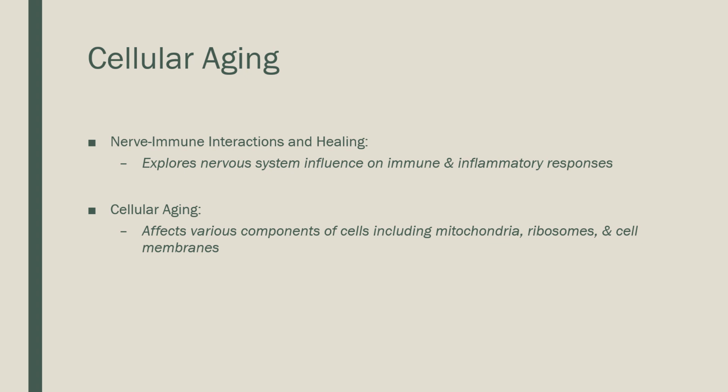Psychoneuroimmunology explores nervous system influence on immune and inflammatory responses. Cells like mast cells, T cells, neutrophils, and monocytes release mediators affecting tissue physiology. Aging and other factors impact healing and homeostasis. Cellular aging affects various components of the cell, including mitochondria, ribosomes, and cell membranes. DNA damage from physical, chemical, or biological factors alters function.